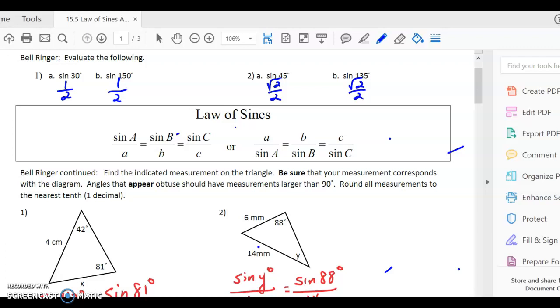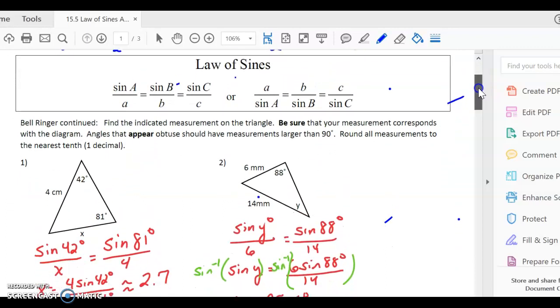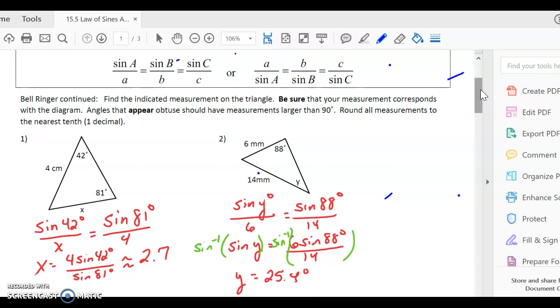Okay, so for time's sake of video getting too long, I took my first page of notes and already pre-did the work for you, but I want you to notice some things. So if we look at this bell ringer continued, I reminded you of the law of sines, and down below we have the indicated measure on the triangle. It says, find it, but be sure that your measurement corresponds with the diagram. Angles that appear obtuse should have measurements larger than 90 degrees. Round all measurements to the nearest tenth.